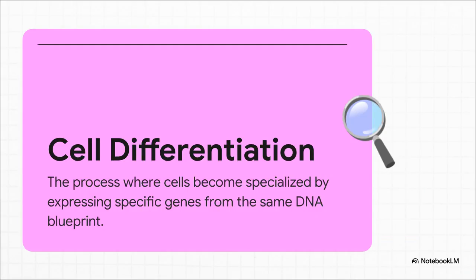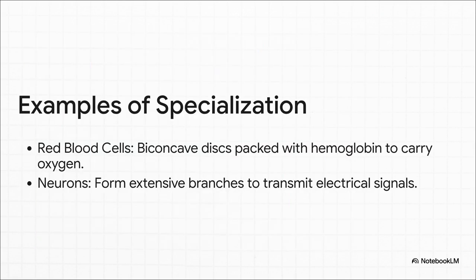This leads to one of the most amazing feats in all of biology: differentiation. Here's the wild part. Every single cell in your body has the exact same DNA blueprint in its nucleus, but by turning certain genes on and others off, they can become hundreds of different types of specialized workers. Think about it. A red blood cell becomes a disc-shaped oxygen carrier. A neuron grows these incredibly intricate branches to pass signals. A muscle cell becomes a contracting powerhouse. All of them came from the same set of instructions. They just read different chapters of the book.